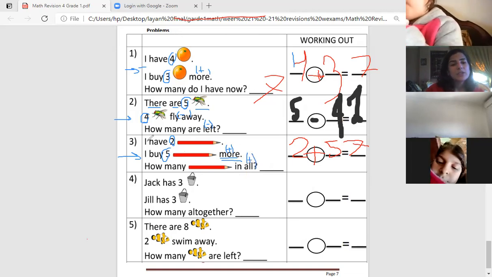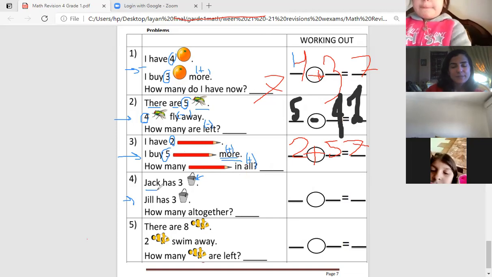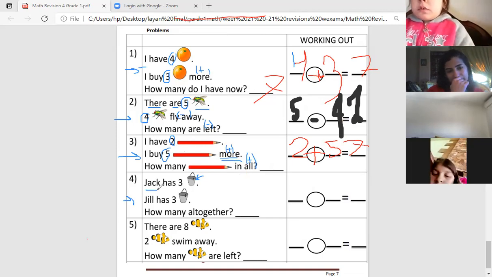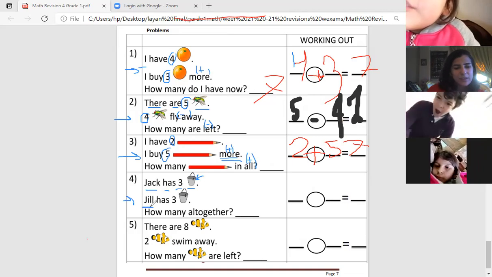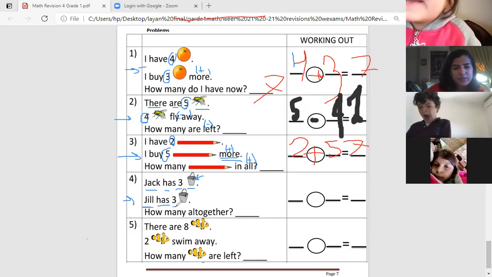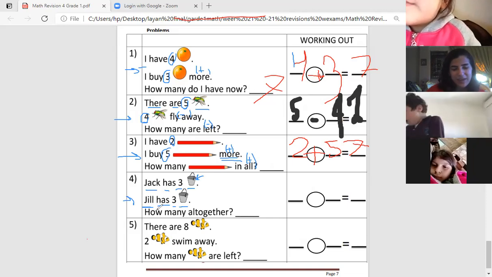Okay. Yalla Najia. Start reading 4. Before you start, this is a pail. We call it pail, which means bucket. Let's start reading. Jack has 3 pails, okay? Jill has 3 pails, okay?